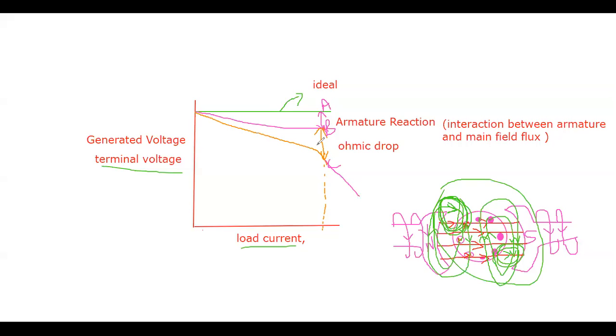But due to the practical effect and the resistance of the load, it is reducing, and reaches a zero value of load current drastically. Suddenly it becomes zero. That's why we say we want to operate the DC generator only up to this level, only up to this terminal voltage, and the load current should be within this.